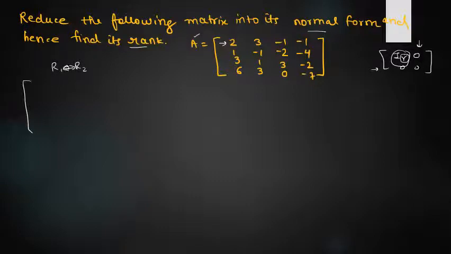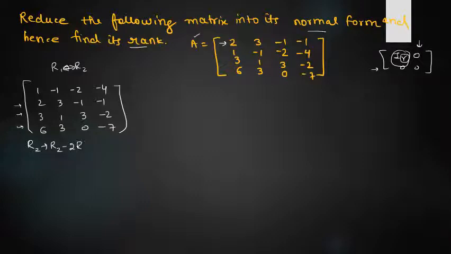So what we can do, 1, minus 1, minus 2, minus 4, this is R1, and 2, 3, minus 1, minus 1, this has become R2 now. Rest everything is as it is. Now we have to make all the others zeros. So R2 minus 2R1, R3 minus 3R1, and R4 minus 6R1, right? Because if you see, R1 is as it is.